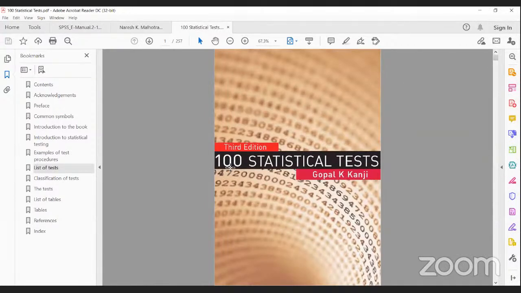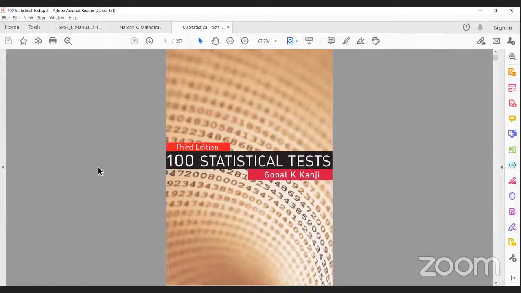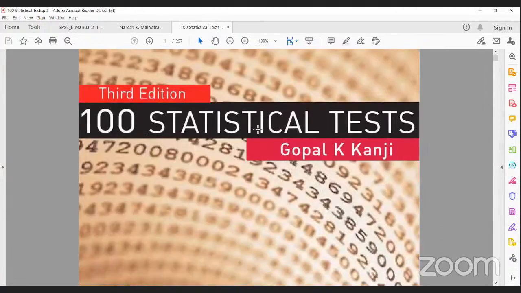Yes, sir, 100 Statistical Tests by Gopal K. Kanji. It's a very brief book. It does not go very deep, but for those who are starting their research career, this is a very good book to understand the concepts. This book is also available.